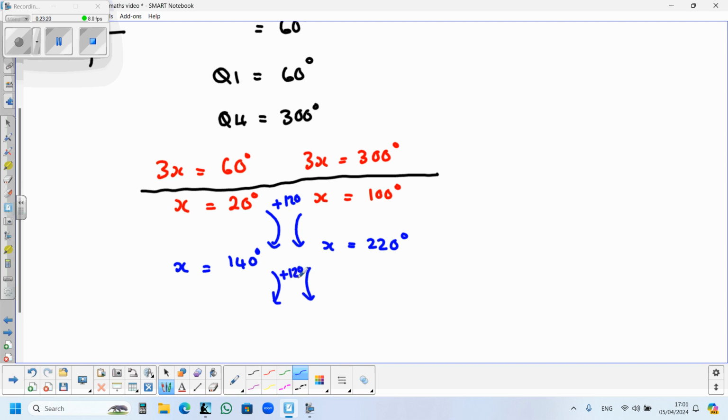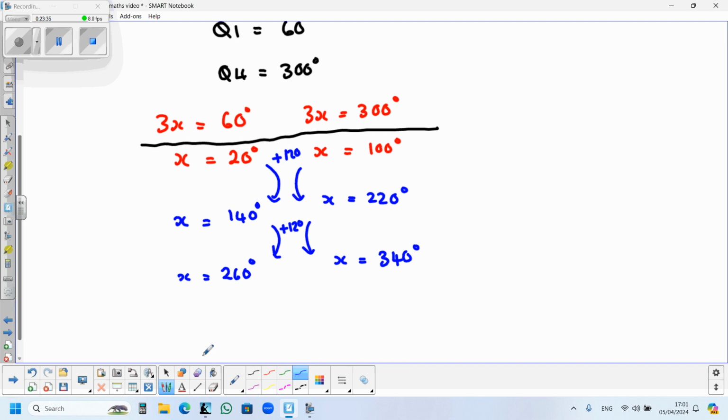So when I add 120 onto that one, I get 260. And when I add 120 onto the other one, I get x is equal to 340 degrees. So that's my 6 answers. I line them all up and underline them in the test. So 20 degrees, 100 degrees, 140 degrees, 220 degrees, 260 degrees, and 340 degrees.